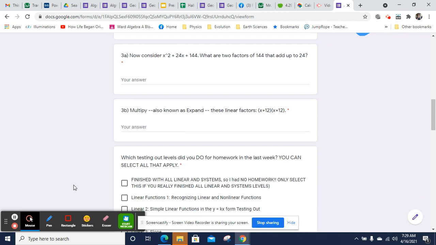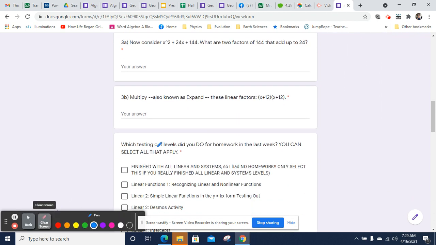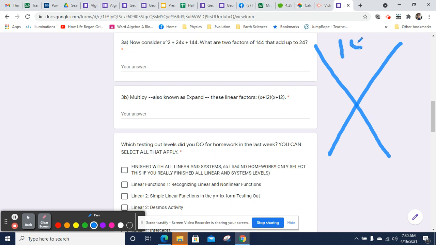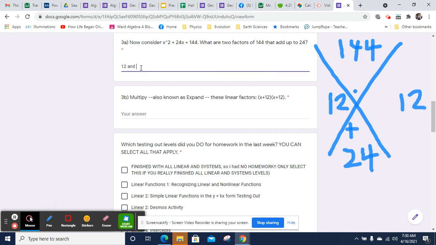Now, the last one, we're not going to have stuff canceling out. Actually, we're going to have stuff doubling. We want two factors of positive 144 this time that add up to 24. Well, we already know that 12 times 12 is 144, so we can just say 12 and 12, because 12 plus 12 also equals 24. So those are our factors, 12 and 12, and they will work as our sums.